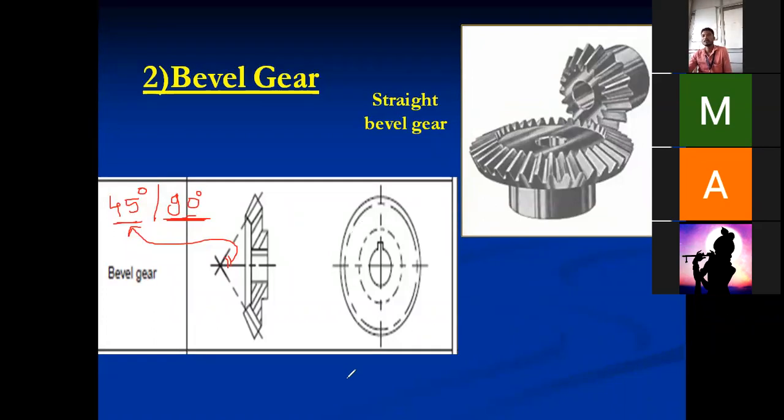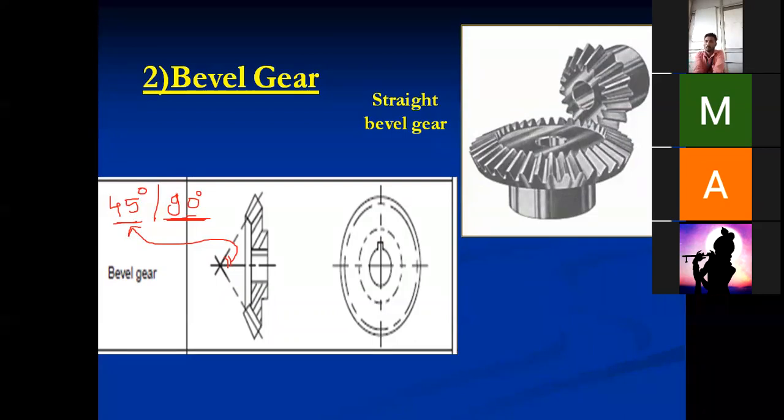Can anybody repeat? Why is 45 used? 45 angle is an angle made by teeth of gear with the shaft axis. Very good. And what is the name of that? What do we call that 45 degree? Beveling angle. Very good.